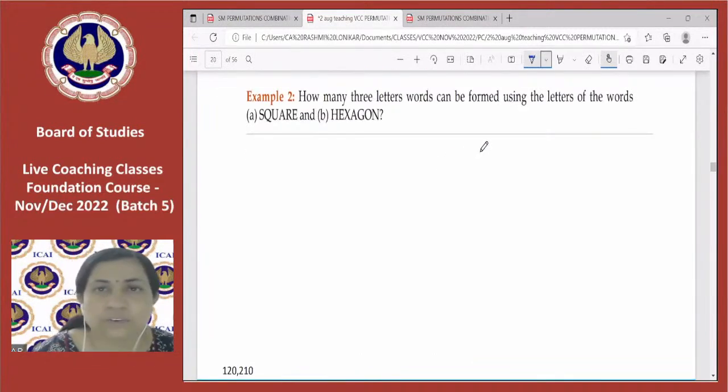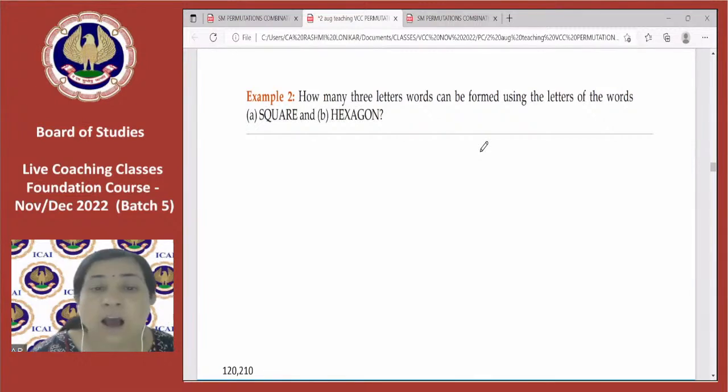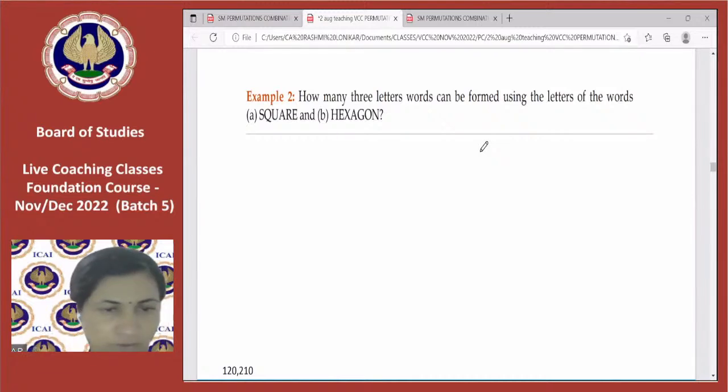See, now we will take the word sum. So then you will be able to understand. How many 3-letter words can be formed using the letters of the word SQUARE? Okay, now let us write down the word SQUARE.